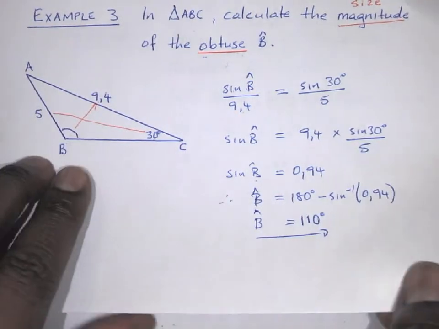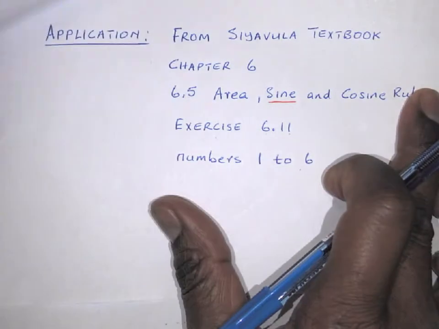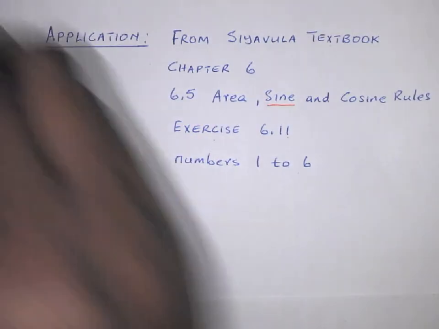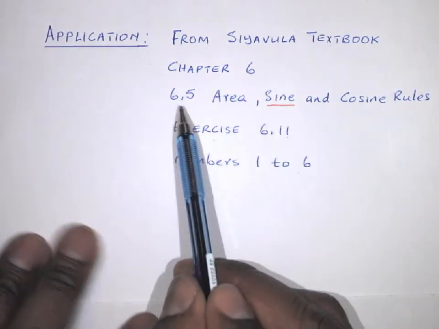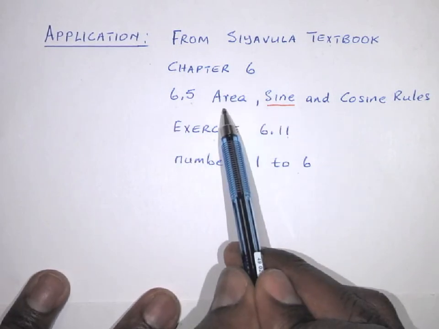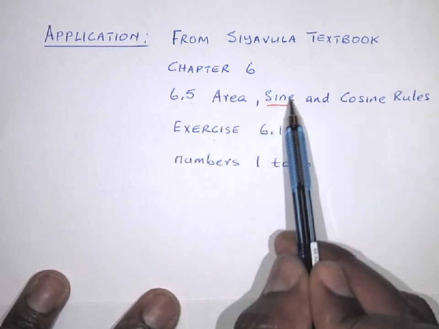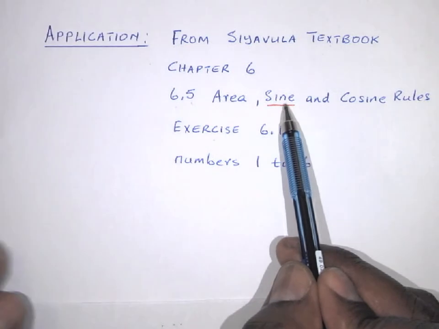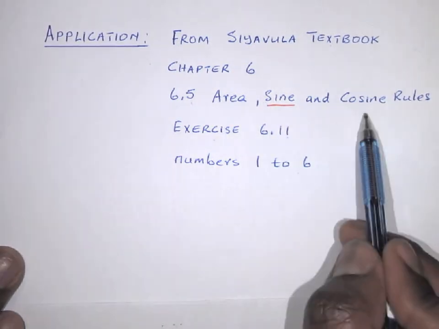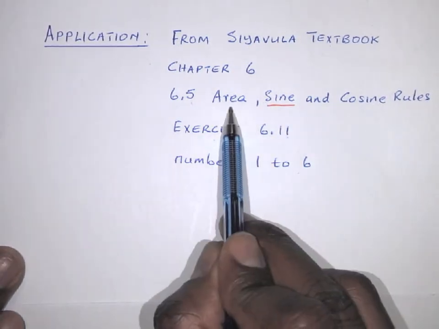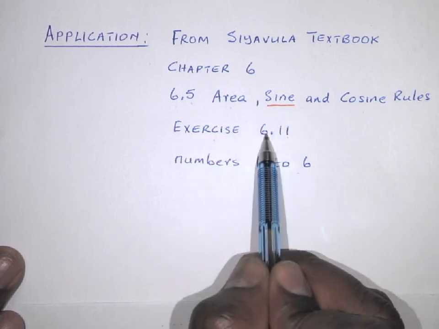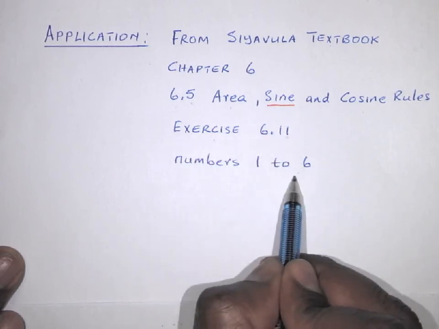Now, can you on your own try these few examples from your Siyavula textbook, chapter 6, you do 6.5, and it's under area, sine and cosine rule, but we're doing the sine rule here. This one we'll do next time because area we've done before. So exercise 6.11, numbers 1 to 6.